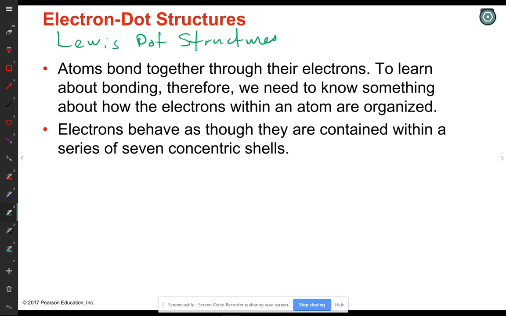Is a way of showing the valence of atoms. Remember on the periodic table you're going to have in the exam, it has the valence listed. The valence is an important thing. It's the number of electrons that can be used to form a bond. And so the electron dot structures or Lewis dot structures show us the valence. They show us the number of electrons that can be used to make a bond.